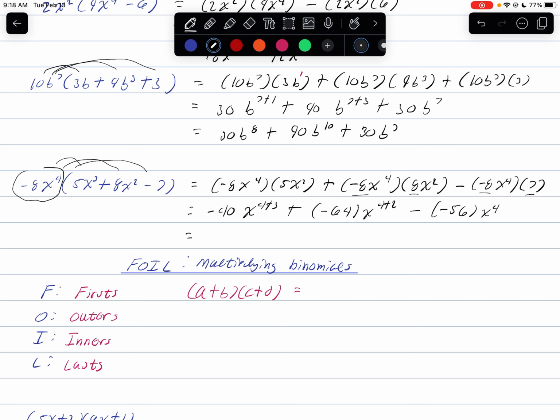So our answer is going to be negative 40x to the 7th. And then we're adding a negative 64x to the 6th, so that's minus 64x to the 6th. And then here, we're subtracting a negative number, so we're going to add 56x to the 4th. And again, that's because anytime you subtract a negative number, it's the same thing as adding that number. So our final answer would be negative 40x to the 7th minus 64x to the 6th plus 56x to the 4th.